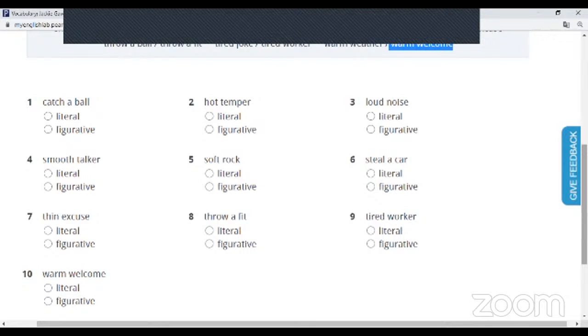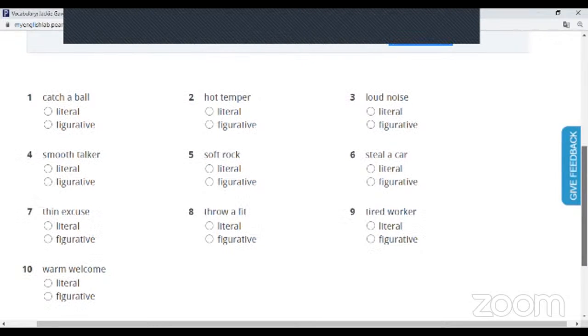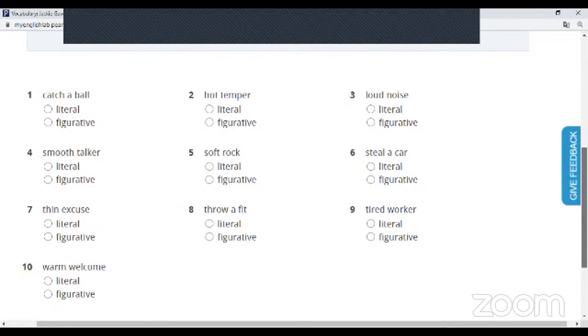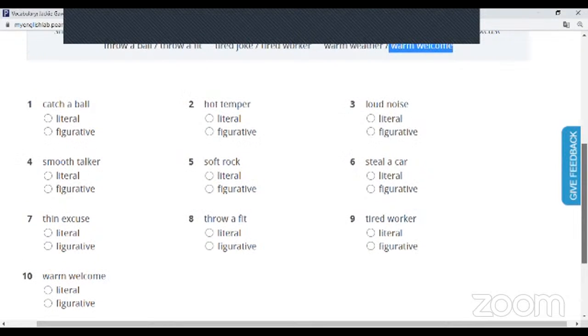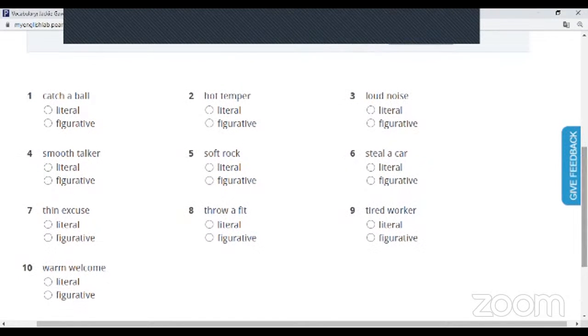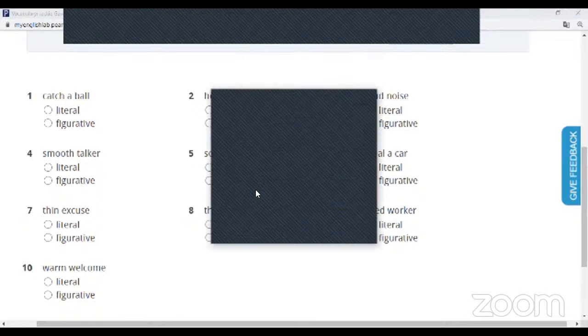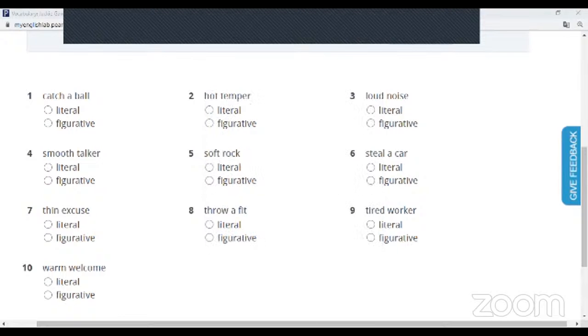All right, so now let's go with number 1, 2, 3, and 4. Let me give out numbers. Number 1, Lara. Number 2, Dolly. Number 3, Oscar. Number 4, Andres. Number 5, Villarroel. Okay, let me see who logged in. Oscar, Dolly, Andres, somebody logged off. Okay, so number 1, catch a ball. What do you think, Lara? Is it literal or figurative? Literal. That's literal, okay? That's what baseball players do. Number 2, Dolly.